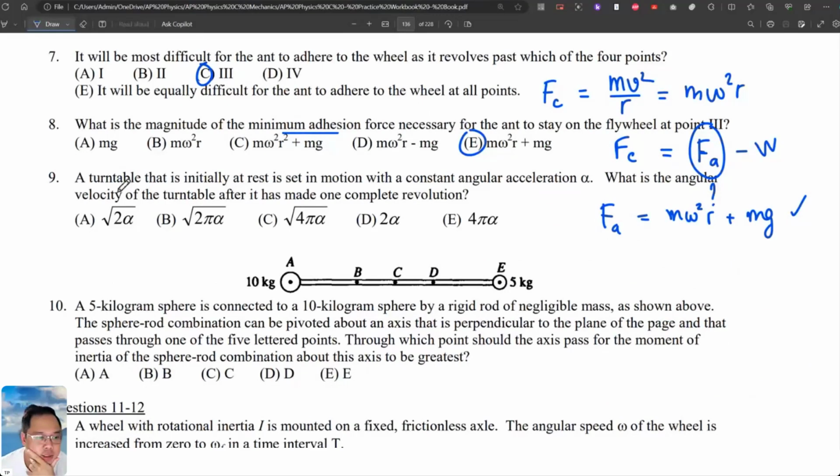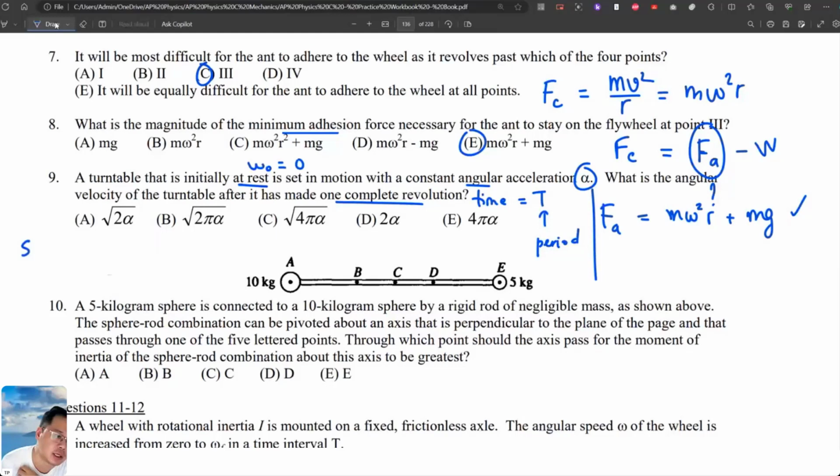Question 9. A turntable that is initially at rest is set in motion with a constant angular acceleration alpha. What is the angular velocity of the turntable after it has made one complete revolution? One complete revolution, meaning the time is the period. Constant angular acceleration alpha.